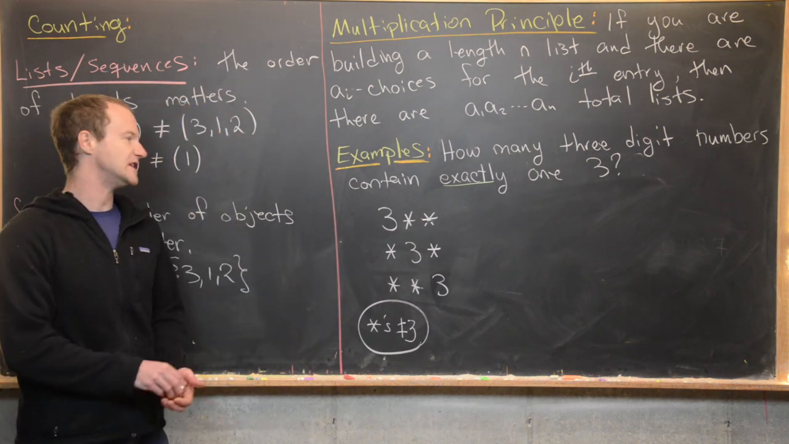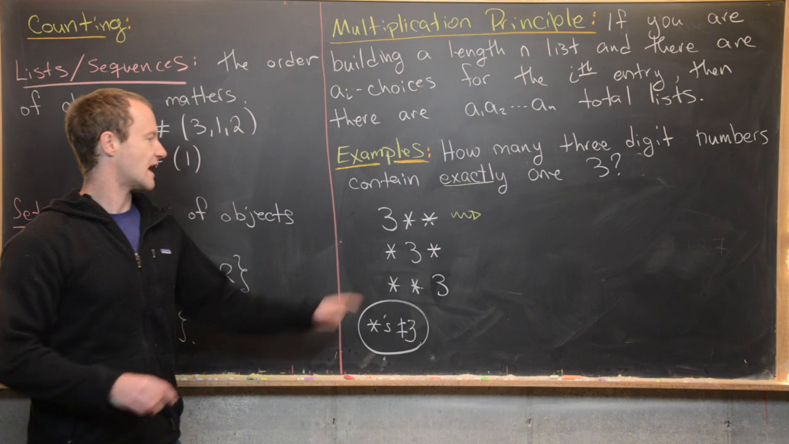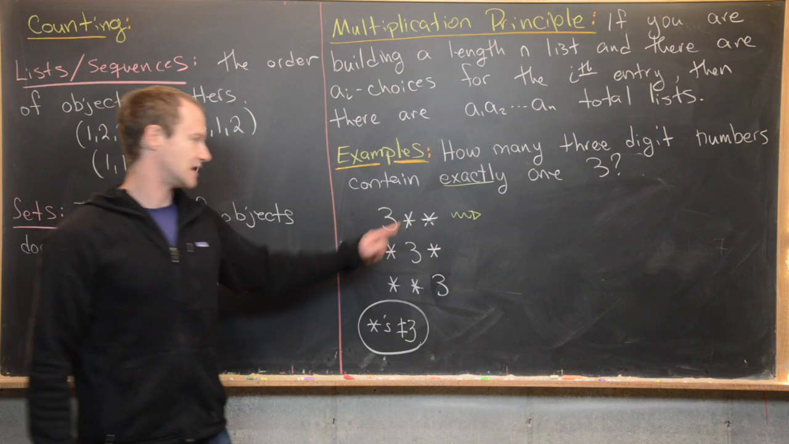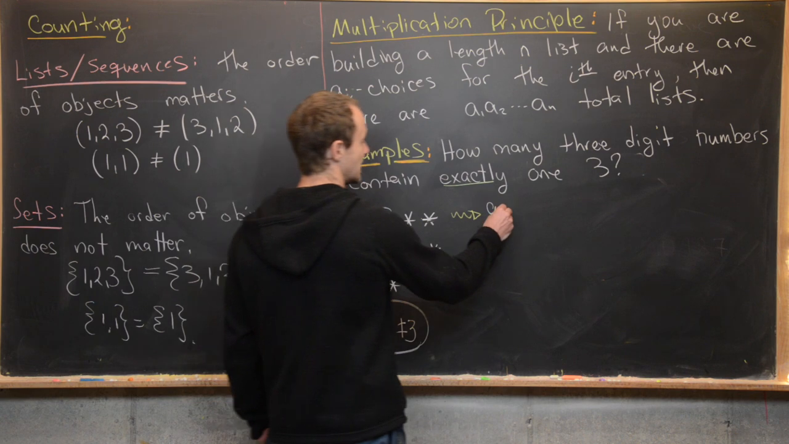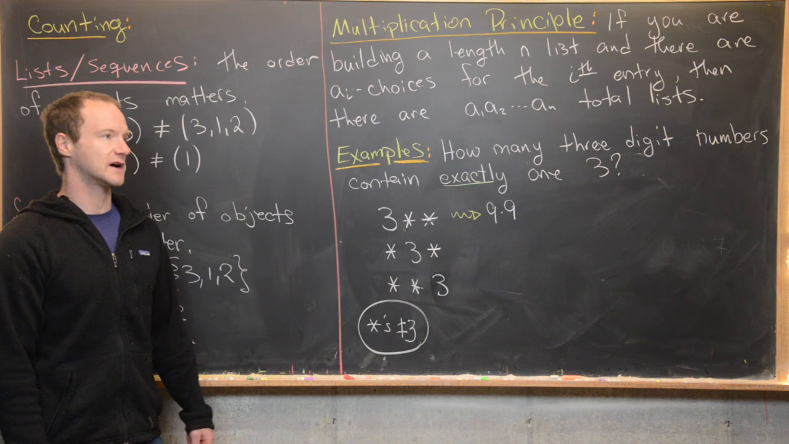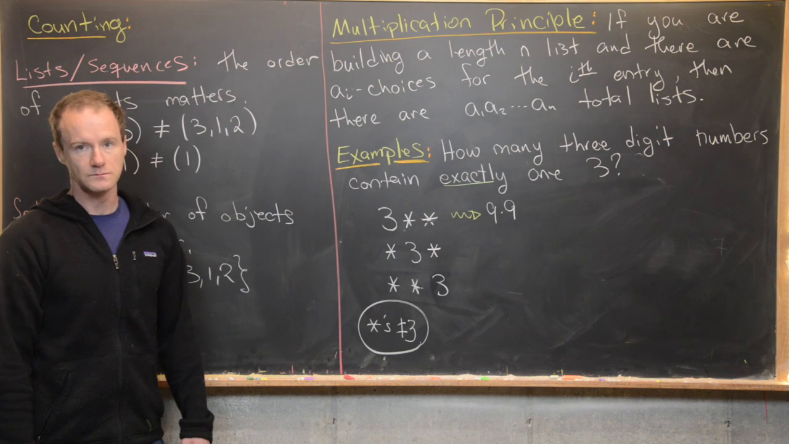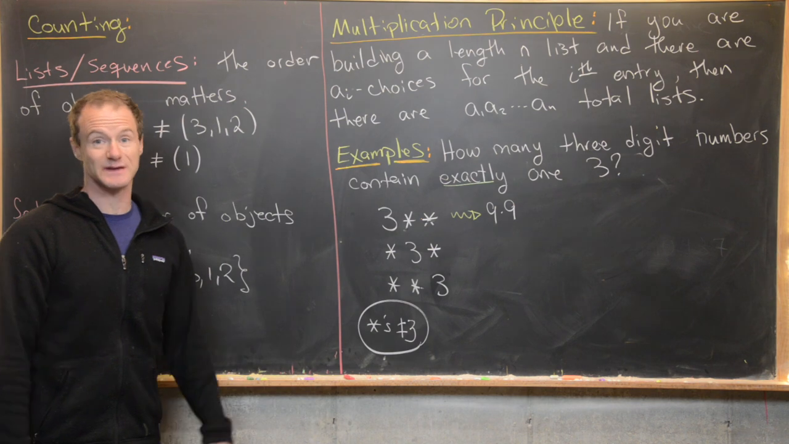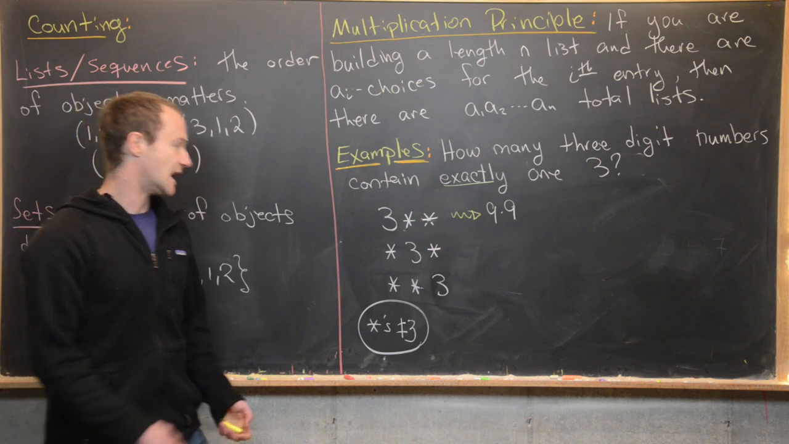Okay, so let's count up each of these types. Looking at this first type, we see that this star can be anything between 0 and 9, but not including 3. So there are 9 choices for this tens spot. And similarly, there are 9 choices for the ones spot; it can be 0 through 9, but not including 3 because of this exactly one 3 condition. Now next we can look at this. This leading term cannot be 0 because that would be a 2-digit number, so this can be 1 through 9, not including 3.